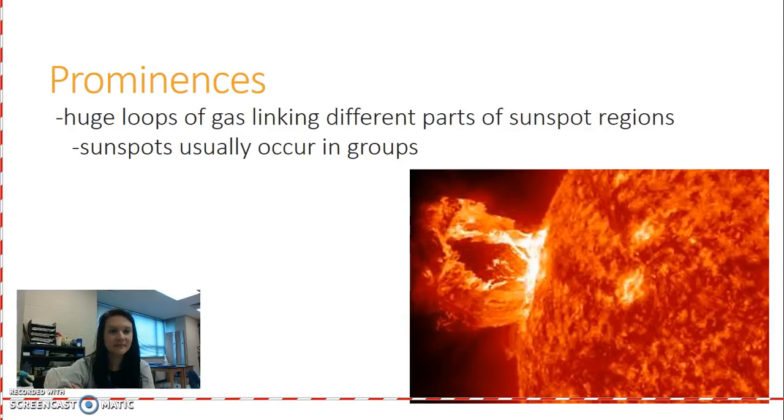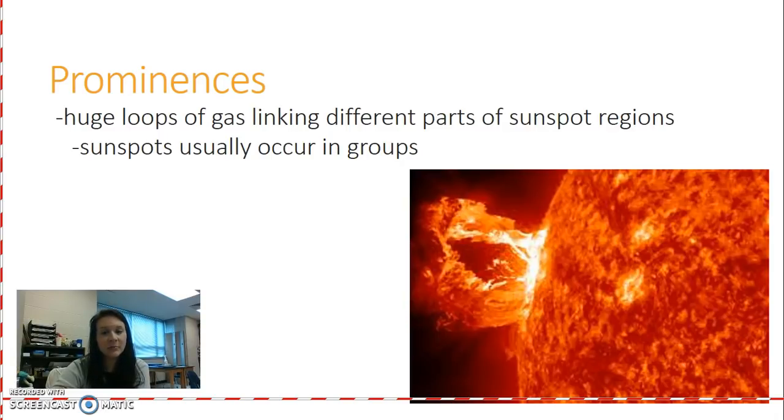Next are called prominences. A prominence is this loop of gas that links different parts of sunspot regions together. You can see here, this is a loop. So it's like it's branching together these two sections of the sunspot regions on the sun, kind of like a bridge. Because sunspots usually occur in groups. So within themselves, they can kind of hook their energy together and create this prominence. And prominences happen all the time. Hundreds of them happening all at once.